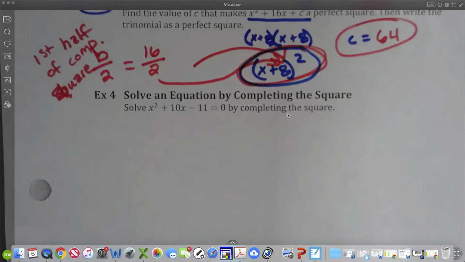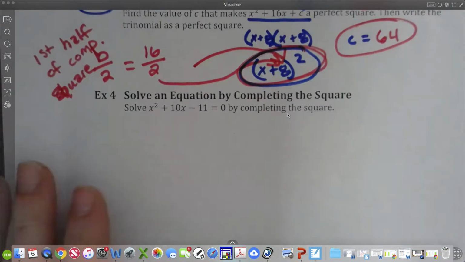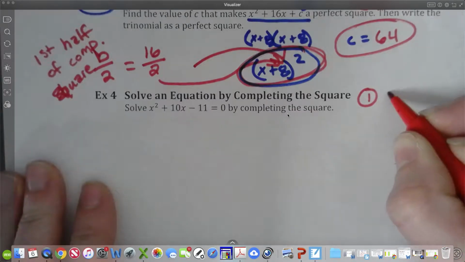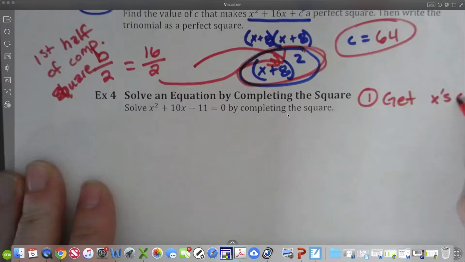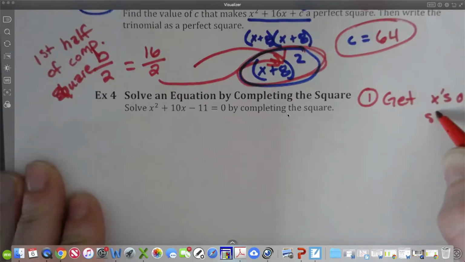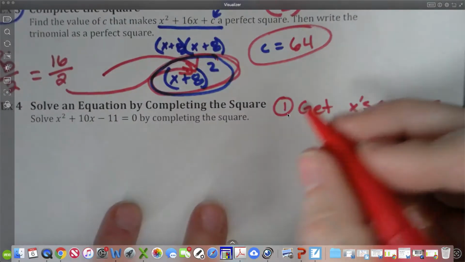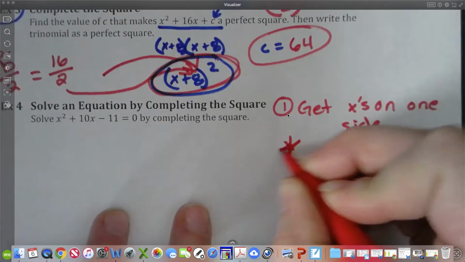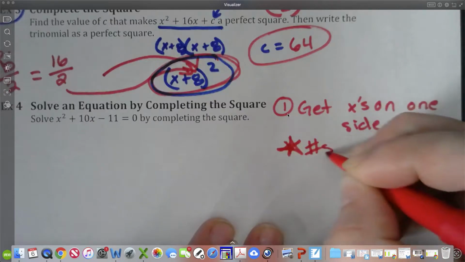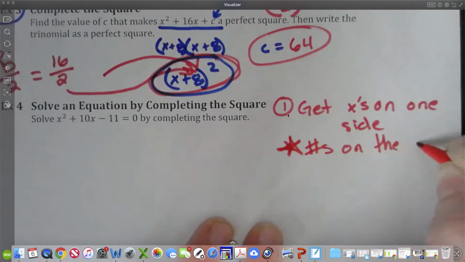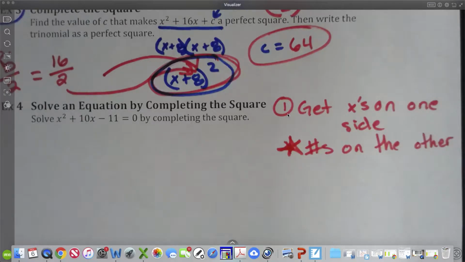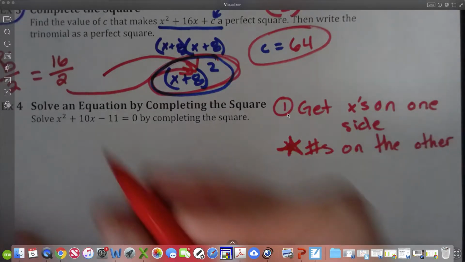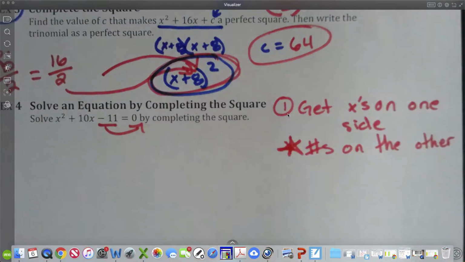x squared plus 10x minus 11 equals 0. The first thing that you want to do is get the x's on one side and the numbers on the other. So what needs to be moved? The 11. This is the only time you ever kick that number to the other side. Usually you leave it equal to 0. But we're going to kick the 11 over to the other side.